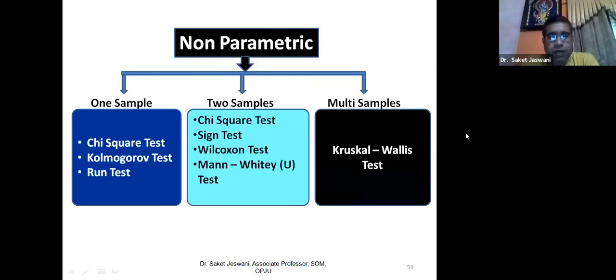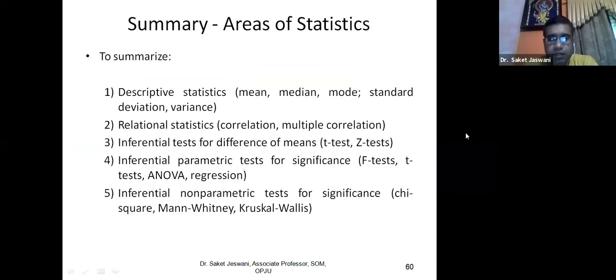For non-parametric test, remember, this is non-parametric test. If you have one sample, chi-square, Kolmogorov test, and run test. If you have two samples, you can use chi-square, Sign, Wilcoxon, and Mann-Whitney's test. Okay. If you have multiple samples, Kruskal-Wallis test is used. This is for non-parametric, that is, your data is not normal, or you have collected data in ordinal or nominal scale. Okay. This is the summary of what I have told you right now.